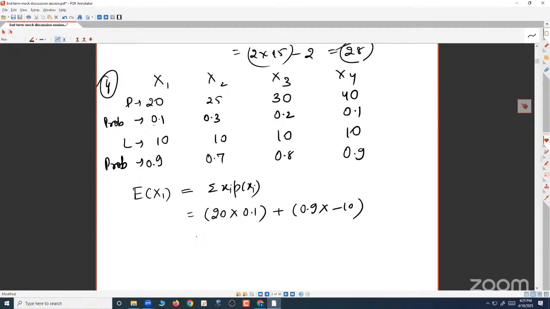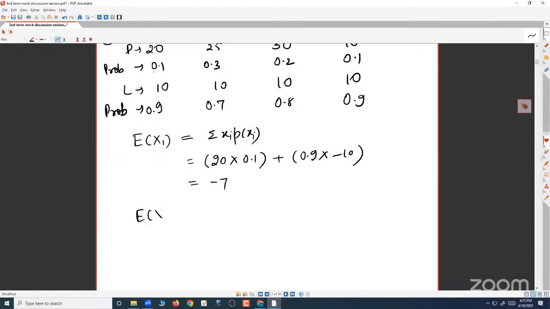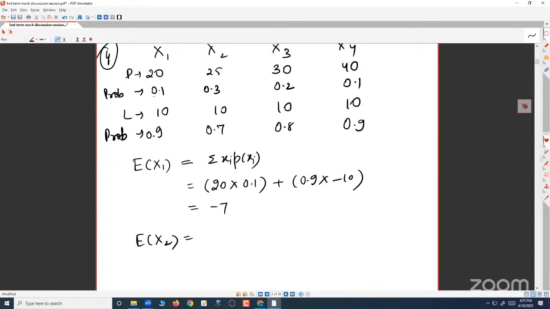And X2, X3, and X4 should be in the same way. So this value is coming out to be -7. Similarly, the expectation of X2. Tell me the value. -4.